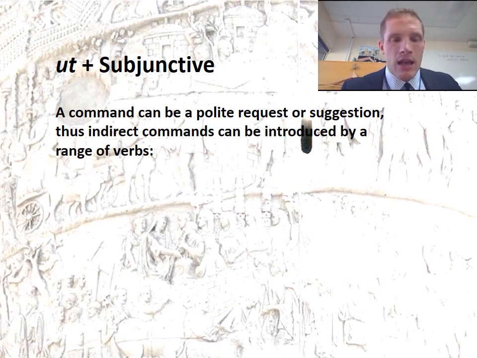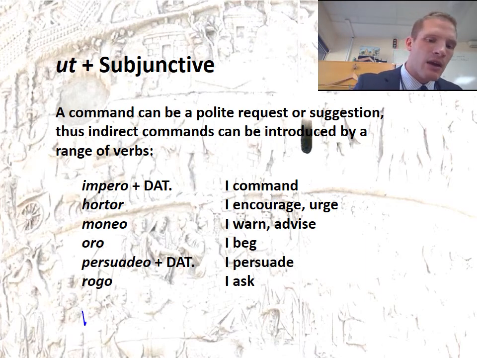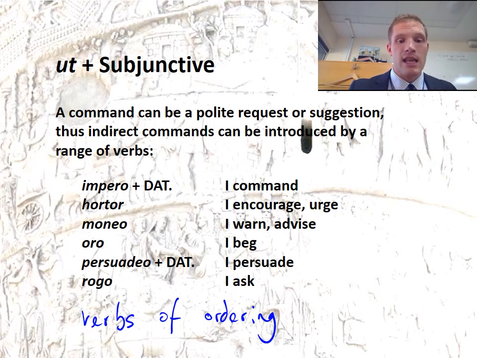Now, Latin uses indirect commands even when it's just a polite request or even a suggestion, and so we end up with a range of verbs that might introduce an indirect command. We've just met impero followed by the dative, which means I command or I order. Hortor, which notice is a deponent verb, means I encourage, I urge someone. So if you encourage somebody to do something, that's going to use ut plus the subjunctive. Moneo, if you advise somebody to do something. Oro, I beg. Persuadeo, I persuade, which like impero takes a dative. And rogo, I ask. So I ask someone to do something, a polite request. All of these are going to use ut plus the subjunctive. We're thinking of all of these as our verbs of ordering. So that's something to watch out for. These are all the ones that we need to know for GCSE, these six.